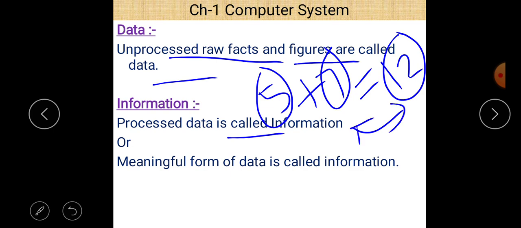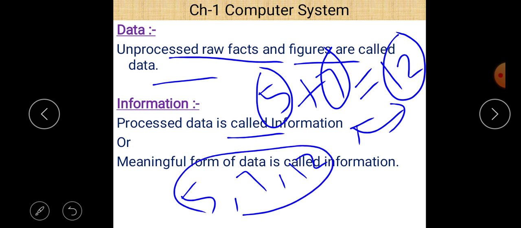So if I just give you this information, 5, 7, 12, then you cannot say that 5 is the data, or 7 is the data, or 12 is the data, or all these are the information. It only depends on what is unprocessed and what is processed. So the processed data is called the information. What we get after the processing is called the information.